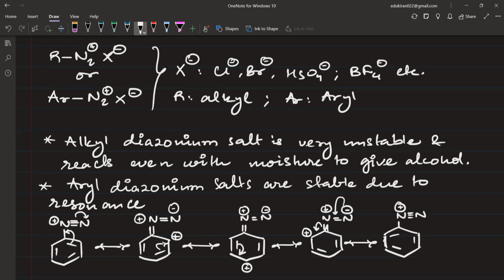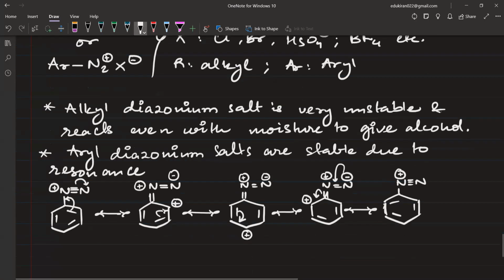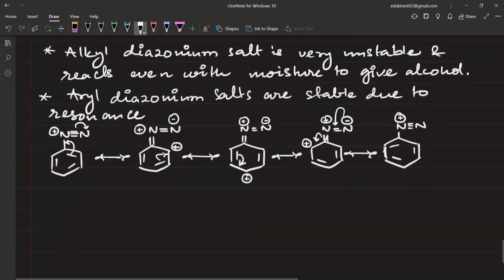If you look at the first structure, it has one positive. Second structure has 2 positive and 1 negative. That is why it is going to be net positive. Okay. But it has 5 resonating structures. That is why it is stable.